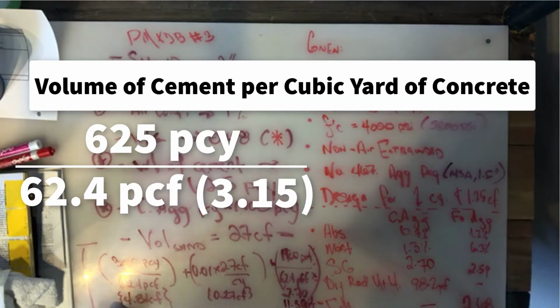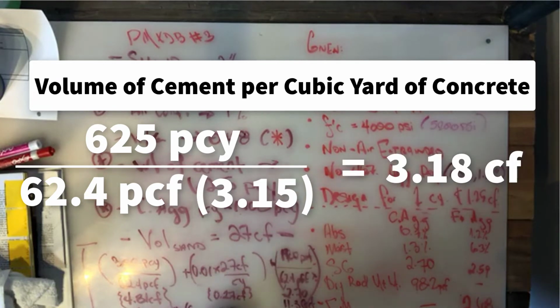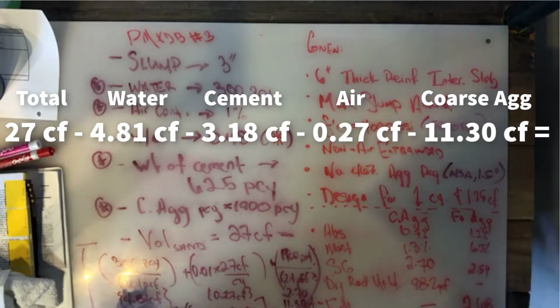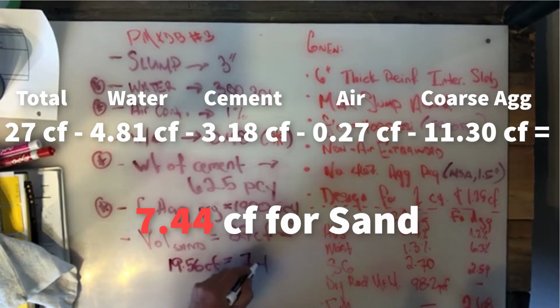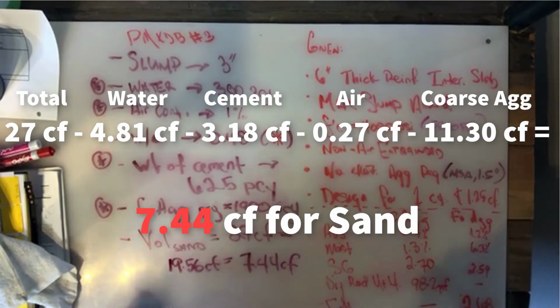And of course, the last thing I have to add in there is my cement, which is 625 pounds per cubic yard, divided by 62.4 pounds per cubic foot. And the specific gravity of cement is 3.15. And what does that all get me? My leftover 7.44 cubic feet for my sand.